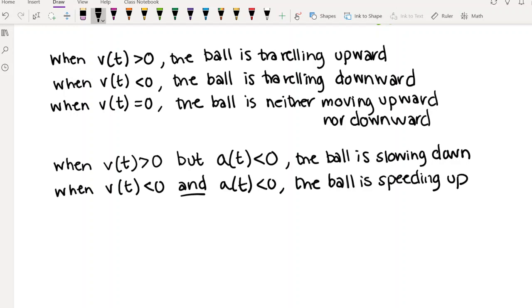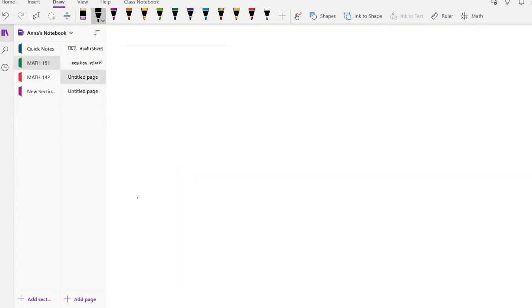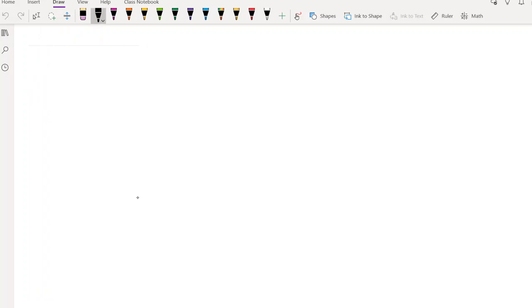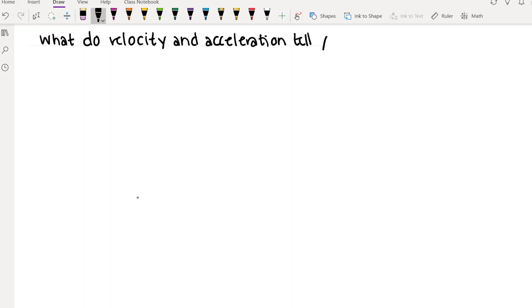Okay, so I want to just summarize what we said in general, and then we'll do one more example of looking at the position, acceleration, and velocity, seeing how those all relate to each other. So this page is just going to be a general summary of what velocity and acceleration tell you.